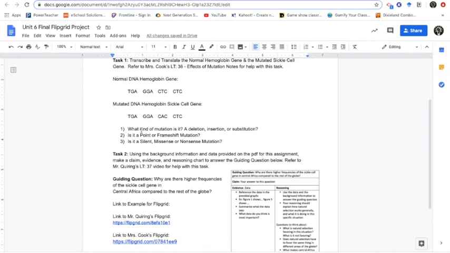What kind of mutation is it? A deletion, insertion, or substitution? Is it a point mutation or a frame shift? And then is it a silent, missense, or nonsense mutation?